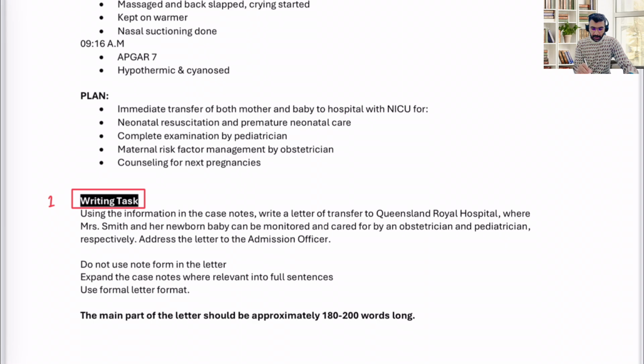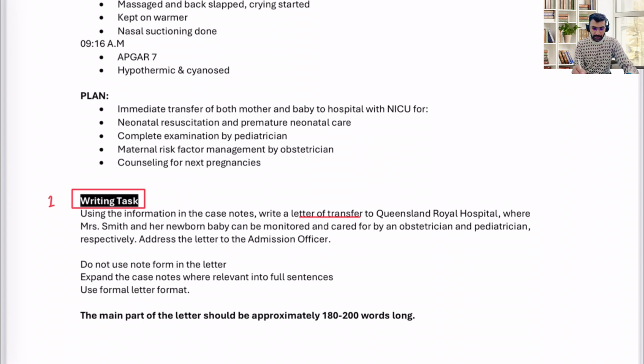Let's go through it. Using the information on the case note, write a letter of transfer to Queensland Royal Hospital where Mrs. Smith and her newborn baby can be monitored and cared for by an obstetrician and pediatrician respectively. Address the letter to the admission officer.